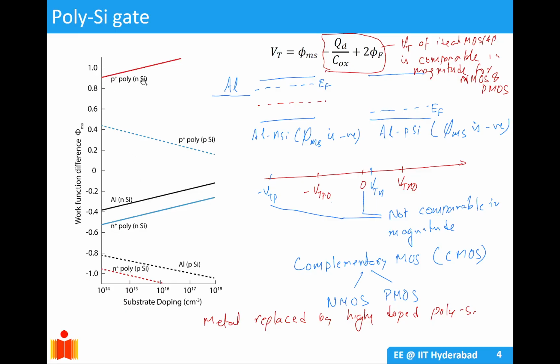So if I have an N-type substrate and my gate is a P-type polysilicon, you can see how huge a work function difference I can create, which increases as I increase the doping of the substrate. Whereas if instead I use a P plus polysilicon gate on a P-type substrate, the value goes from 0.4 and approaches zero as the substrate doping increases, and this case is exactly reverse for N-type polysilicon.